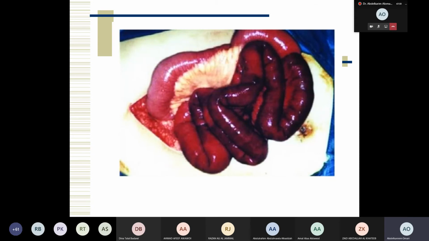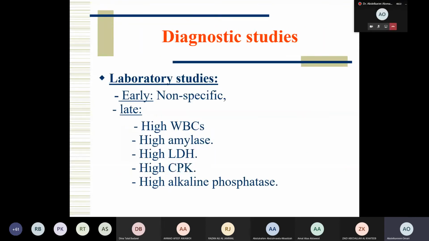So you have to interfere at the exact time. If you are late, the patient will die. Diagnostic study, laboratory studies: early, nothing. In the early laboratory studies you find nothing. In the late stages the white blood cells start to rise, high amylase because of degeneration, now the muscles, high LDH, high CPK, high alkaline phosphatase, because the intestinal muscles are now decaying.